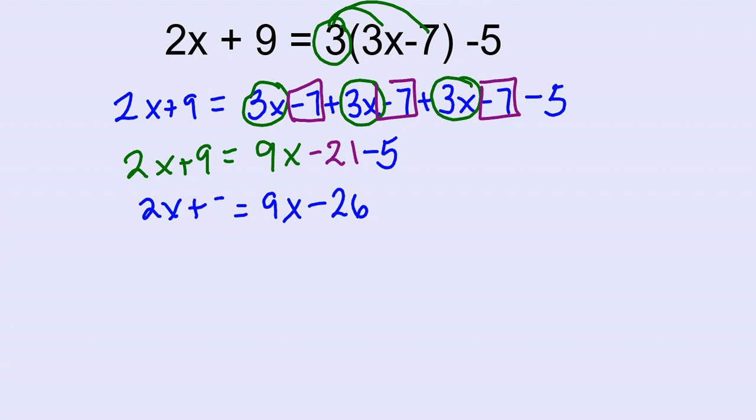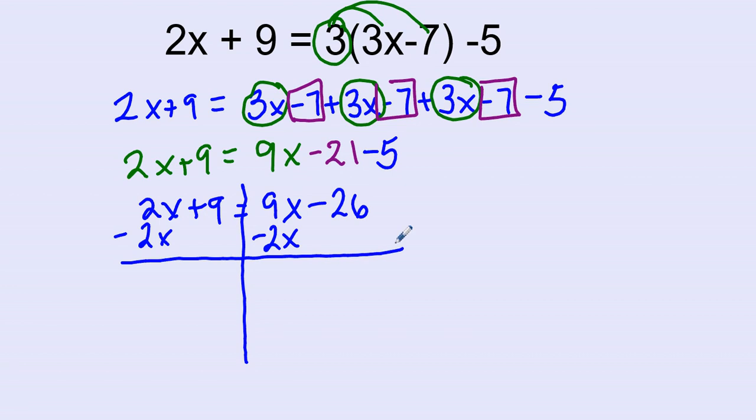So now I'm ready to solve my equation. I have 2x plus 9 equals 9x minus 26. So the goal is to solve for x. I need to get x by itself on one side of my equation. It doesn't matter what side. In this case, I'm going to subtract 2x from both sides. But you could have subtracted 9x. It doesn't matter. But by subtracting 2x, now I can get rid of this x over here.